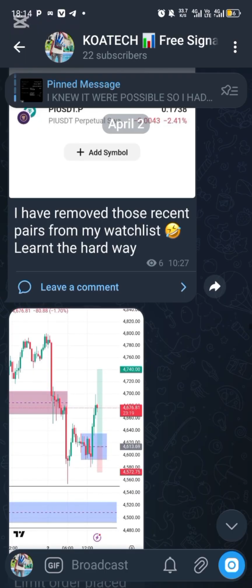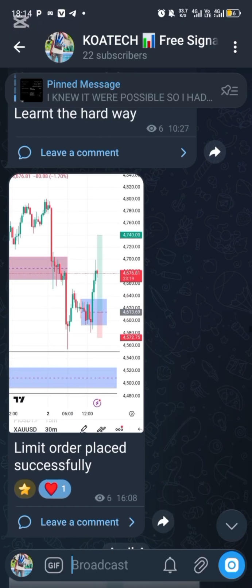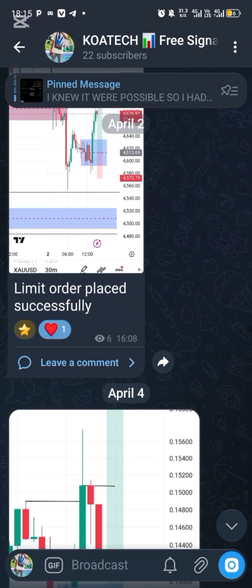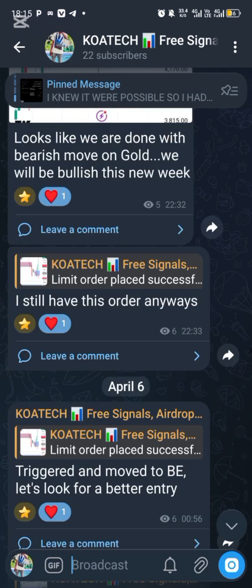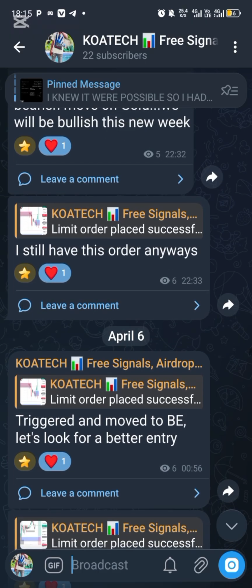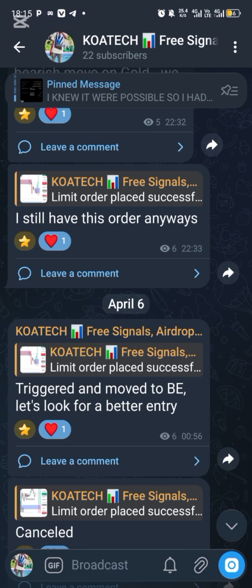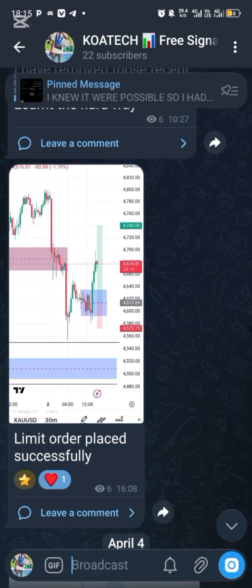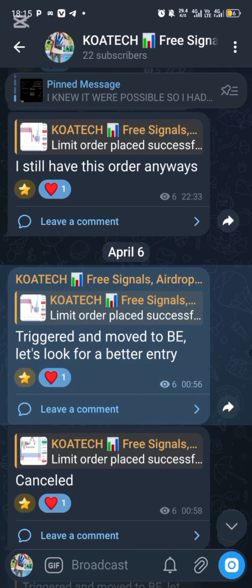So the trade number 2 was a BTC, number 3, sorry. The trade number 3 was gold buy, and this was when I placed the limit order for the gold buy. I said limit order placed successfully, and this did not trigger until April 6th, and I said triggered and moved to B. Let's look for a better entry. Now this triggered and I moved it to B because of a silly mistake.